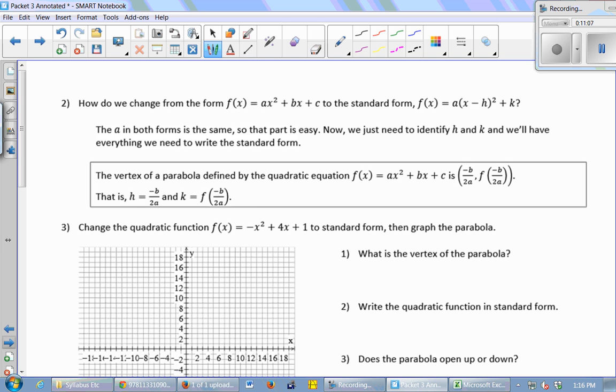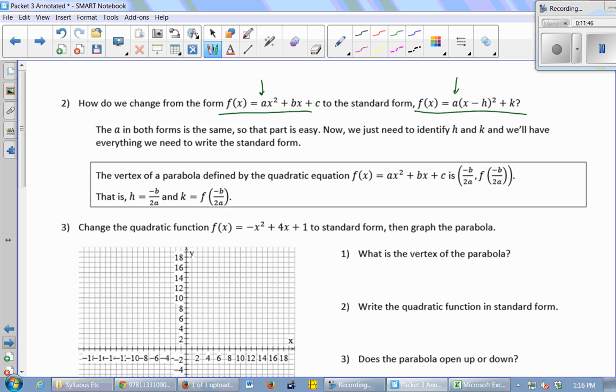Okay, so how do we change from the form ax squared plus bx plus c, which is the form I gave you at the very start of class, to the standard form, which we like because you can get the vertex right from it? It turns out that the a value in these two forms is exactly the same. So I call it a in both of them. So that part's easy. And then we just need to identify h and k.